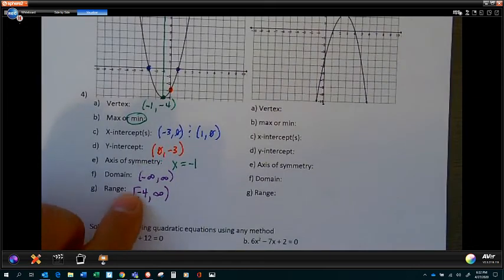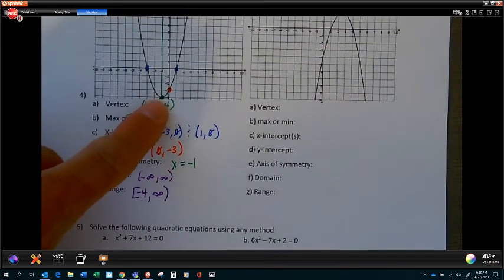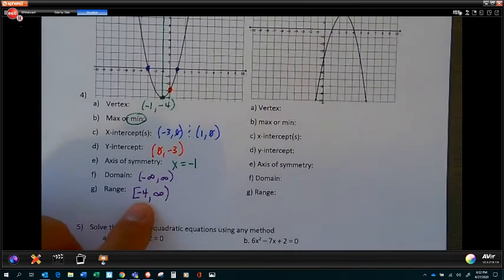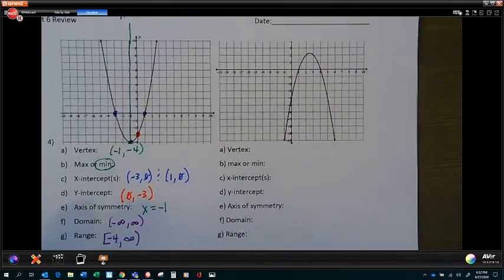Our domain is -infinity to +infinity, and our range is -4, and it's included. Notice the bracket, because it can be included. That point is available, and it goes all the way to infinity here. And again, let's find the vertex.